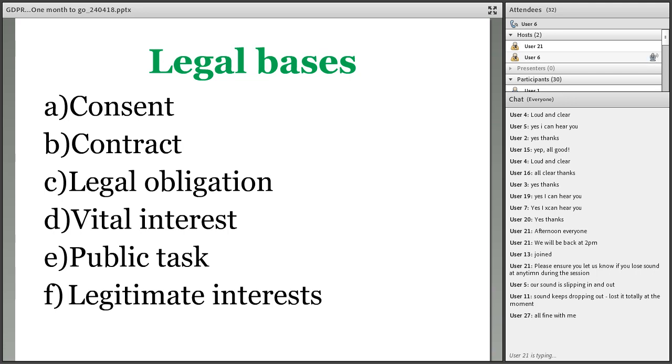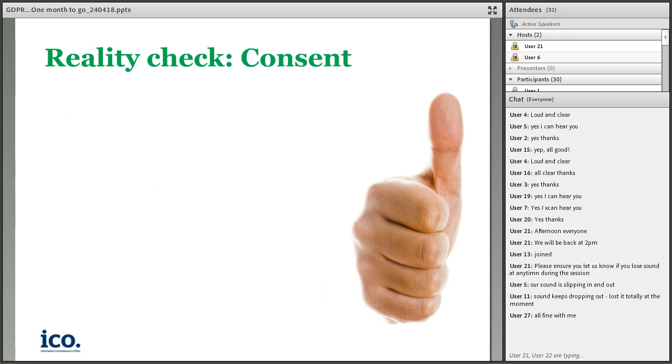So if we pause there after looking at legal basis, we're going to talk a bit about consent in a moment. So what I'll do is go on to talk a bit more about consent, and then we can take any questions about legal basis in general.